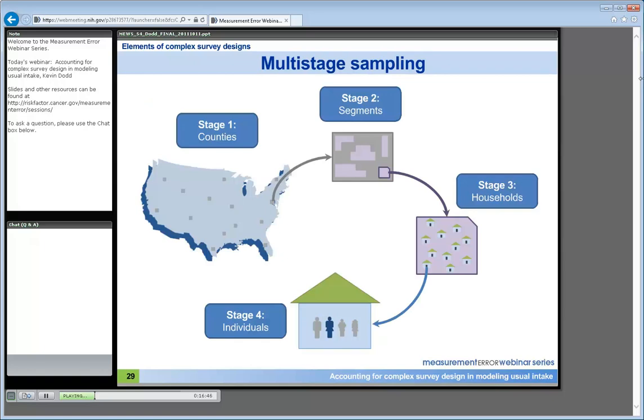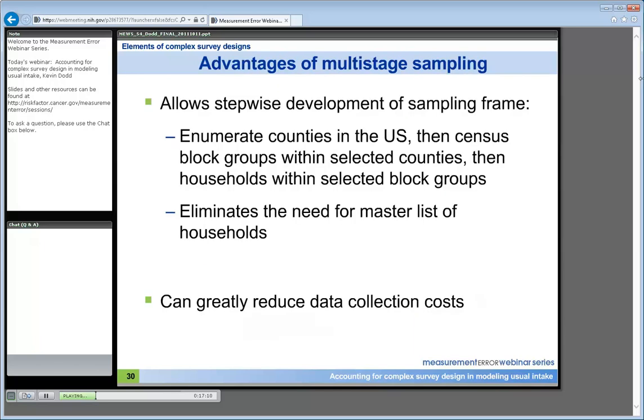It's similar to what gets used in the U.S. NHANES survey, where the first stage of sampling selects counties within the United States, and then selects smaller geographic regions called segments that are made up perhaps of census block groups, which is another term that's used in this kind of sampling, and then goes after households within those selected segments, and then finally samples individuals from the selected households.